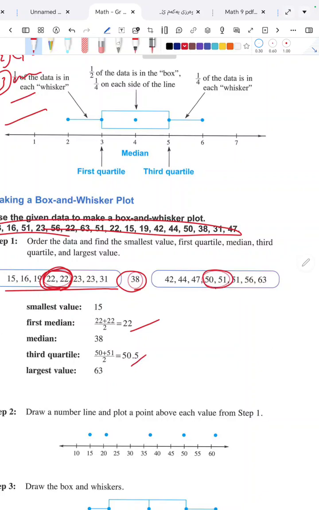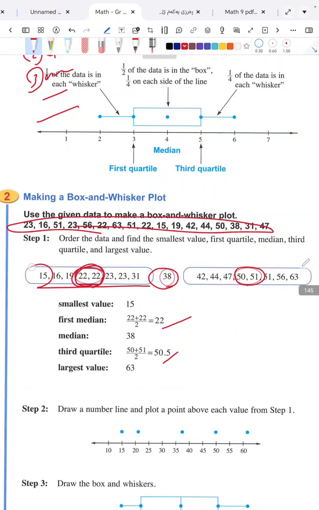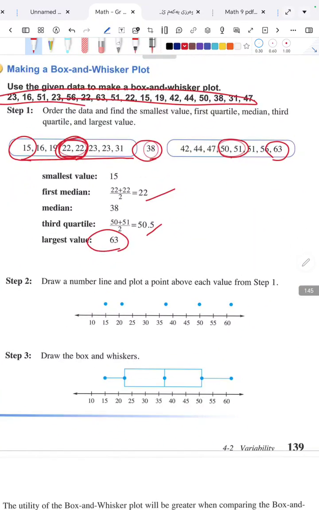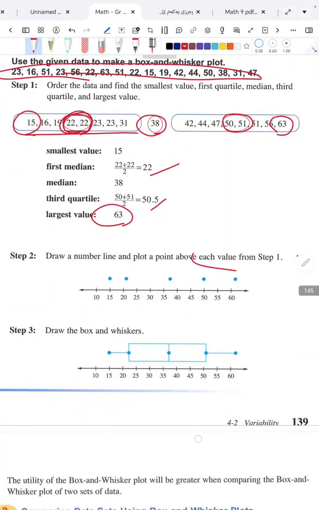15.5. Okay, least value is 15, greatest value is what? It is 63. Then draw a number line and plot a point above each value from the set. Then draw a box. Okay.